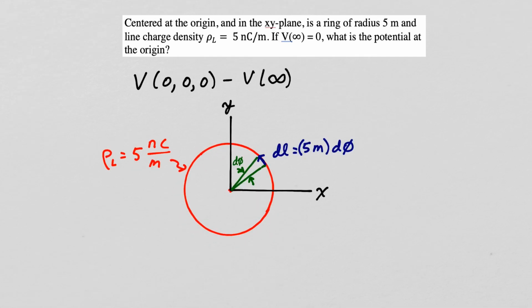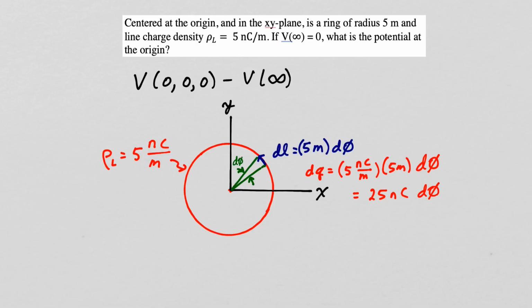When phi changes by the amount d phi, you'll sweep out a distance dl on the ring of charge of 5 meters times d phi. There will be a charge associated with this dl, and it will be the line charge density rho sub l times dl. So that dq will equal 25 nanocoulombs d phi.